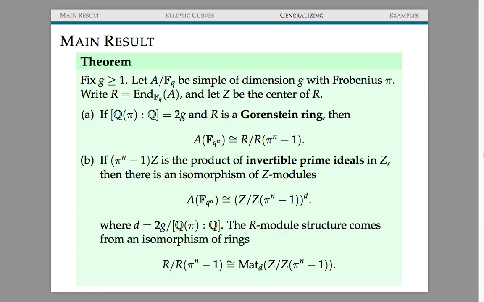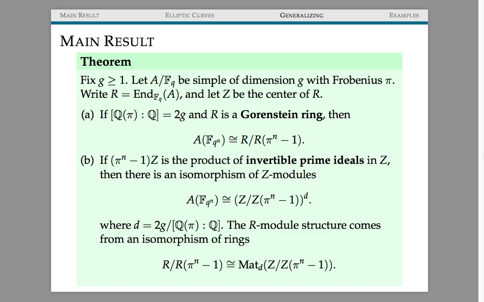And in part B, if this ideal pi to the n minus 1 is a product of invertible prime ideals in the center, then we can first describe the structure as a module over the center as the group of rational points is isomorphic to a vector where the coordinates are in Z mod Z pi to the n minus 1.